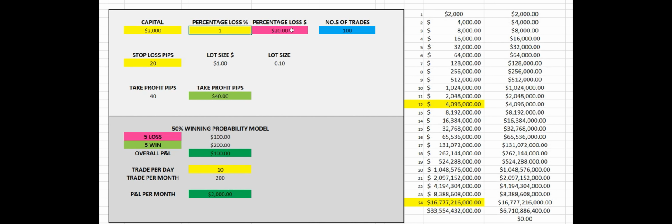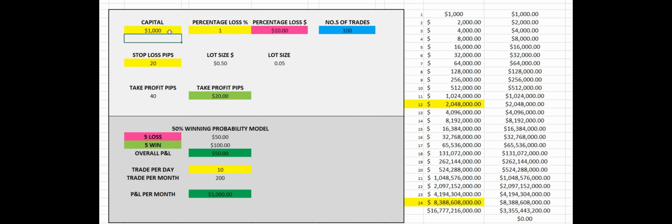Okay, $2,000 over here. So as you can see here, still 1%. It is $20 now, still 100 executions. The only thing is your lot size will change. Okay, stop loss and TP are the same. Everything here, the calculation is the same, 10 trades. So on this month, once you're done, it will be $2,000. Okay, so that's how you change the Excel. So let's go back to the $1,000.